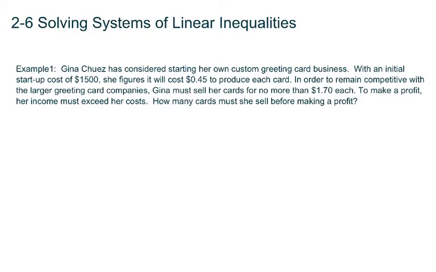In section 1.8, we reviewed graphing linear inequalities, just one single inequality, where you would determine if you were going to have a dashed line or a solid line. We determined if you were going to shade above the line or below the line. In this section, we're going to talk about solving systems of linear inequalities.